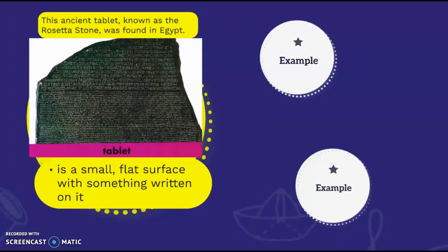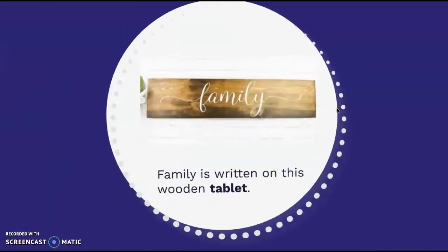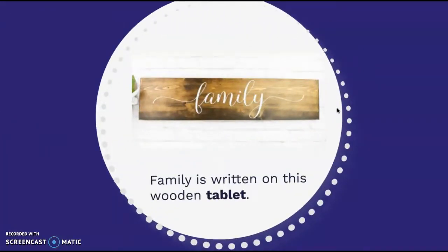Tablet is a small, flat surface with something written on it. So this stone, we can't say its size, but it's small, it's thin, and it has writing on it, so it is a tablet. My example was, family is written on this wooden tablet. It's small, this is flat, I described it, it's wooden, but it also has writing on it, so it's a tablet.